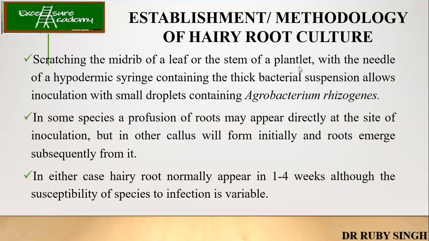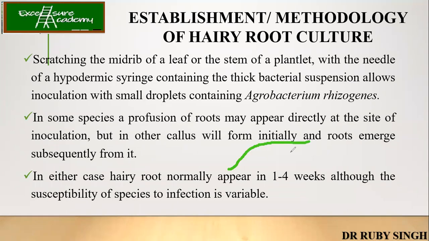Now what you do is scratch the midrib of the leaf or the stem of a plant with the needle of a hypodermic syringe containing the thick bacterial suspension. It will allow the inoculation with small droplets containing the bacteria. So how exactly do you do this?